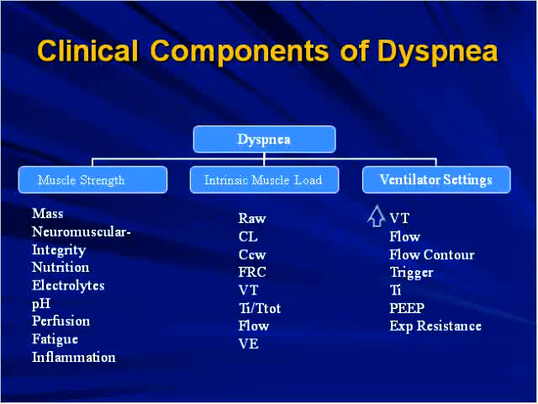And then the things that we can control, which are the ventilator settings. So the tidal volume we choose, the flow rate, the flow contour, the trigger level, the inspiratory time, the PEEP, and the expiratory resistance. And those are the things we really need to keep in mind when we're setting the ventilator to try to keep the patient comfortable.